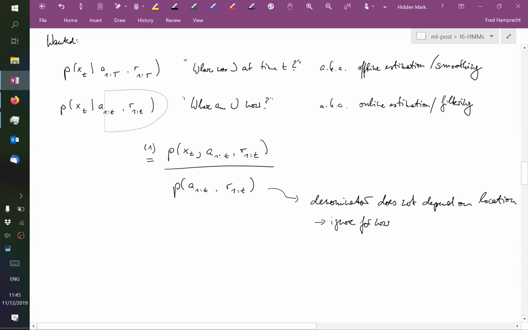All right, sorry, I know you cannot do this on paper. I'll just copy it here. All right. So because the denominator is uninteresting, we will concentrate on this numerator for now. So I'm copying it again. The probability of x_t and a_1 to t and r_1 to t.